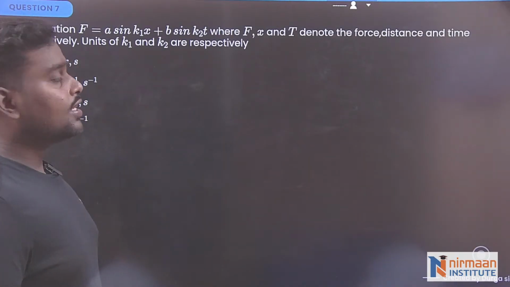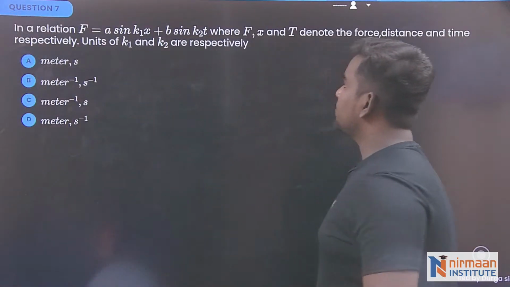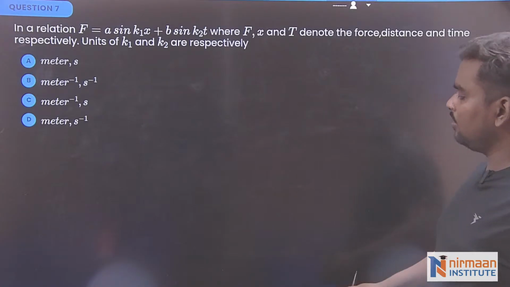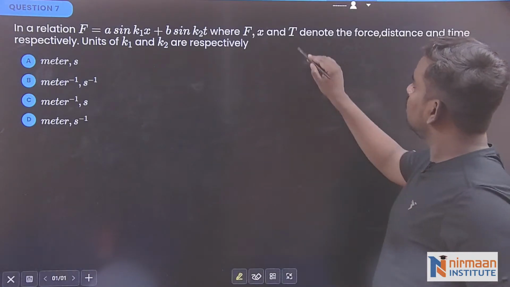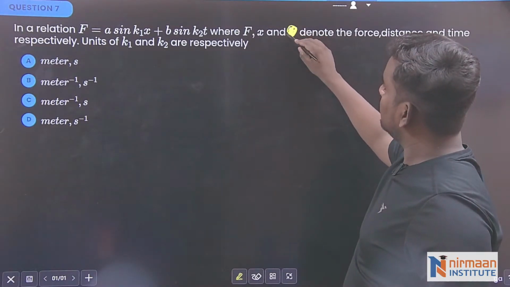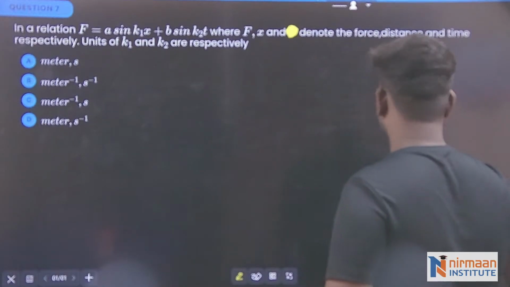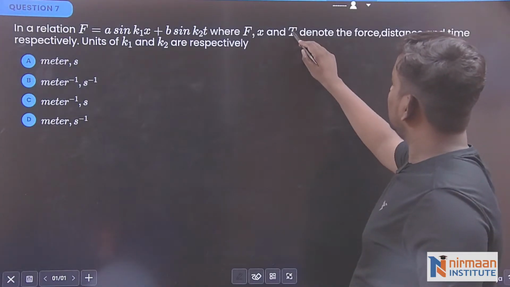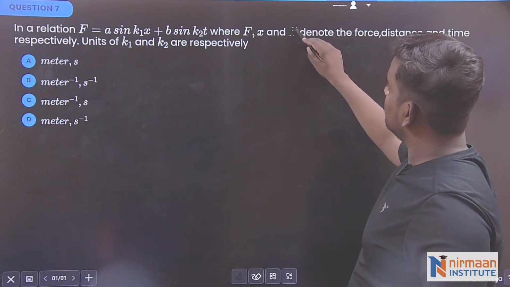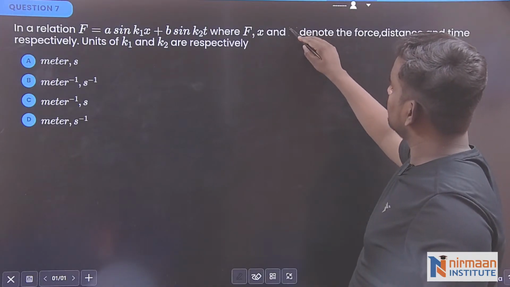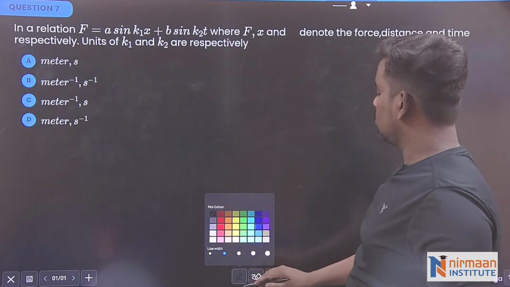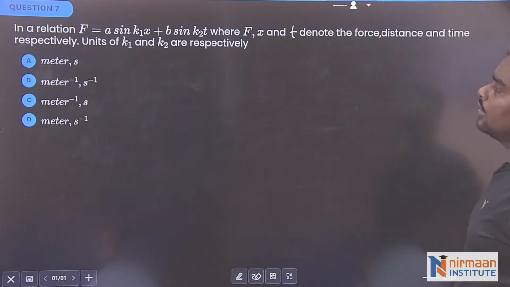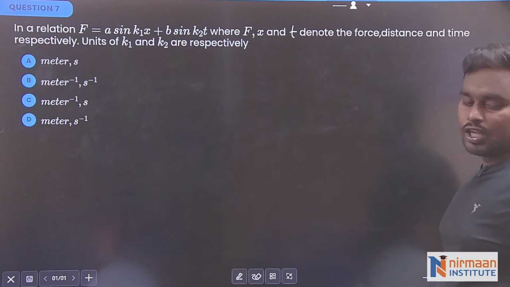Again, in a relation, f is equal to a sin k1x plus b sin k2t, where f, x, and t denote force, distance, and time, with small t. It should not be capital T, it is small t. The units of k1 and k2 are respectively what?